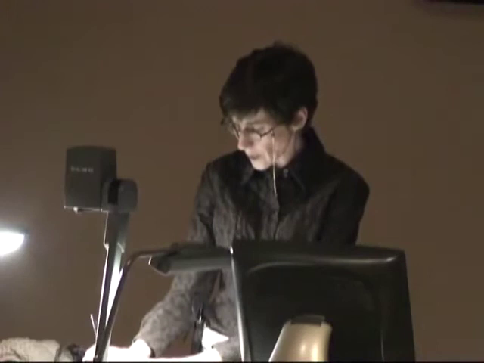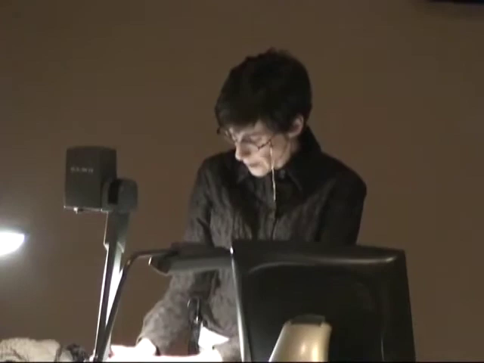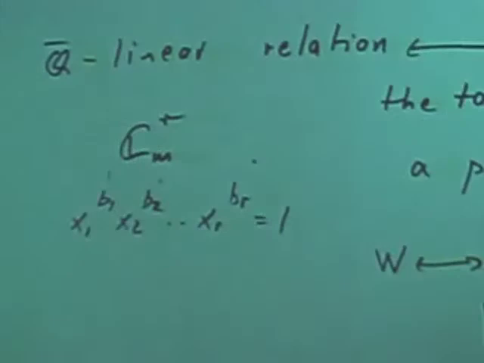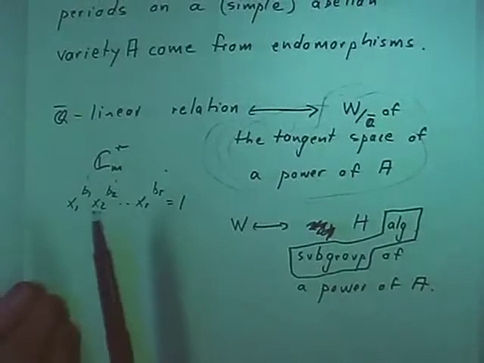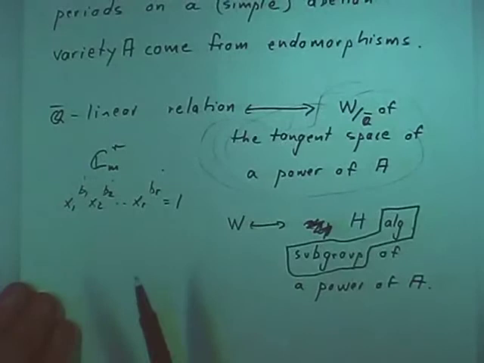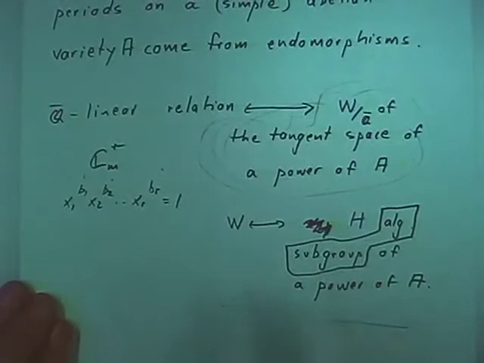So it's a little bit like if you're looking at a torus, say Gm to the r, and you want to look at the algebraic subgroups, then they're the things of the form x1 to the b1, x2 to the b2, up to xr to the br equals 1, for some integers b1, b2 through br. So similarly, this tangent space, if there were no endomorphisms at all, it would have to be definable by equations with coefficients in the integers. But in general, there'll be endomorphisms, so you can allow it also to have its coefficients in the endomorphisms. And so that will tell you that the relations that you have between the periods are in fact coming from endomorphisms on the abelian variety.